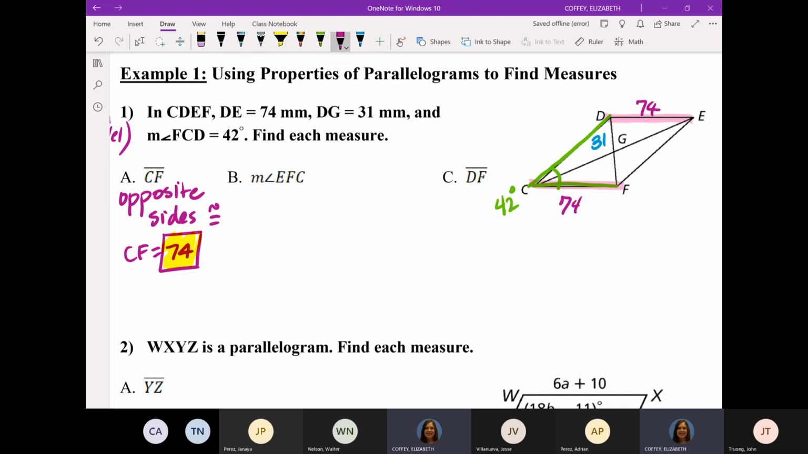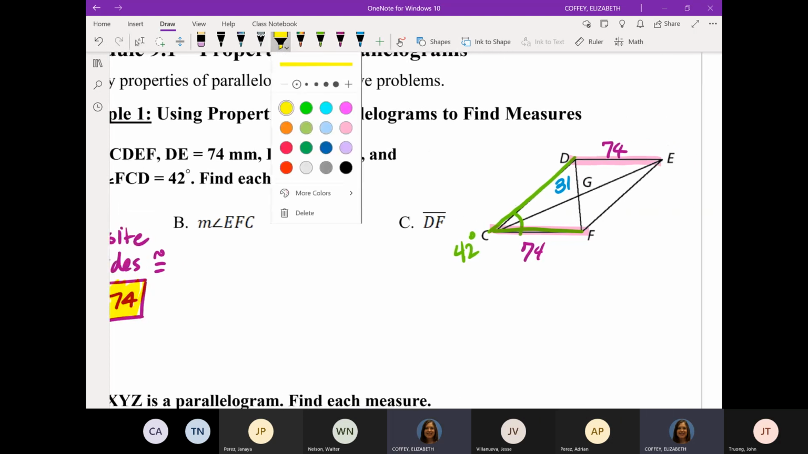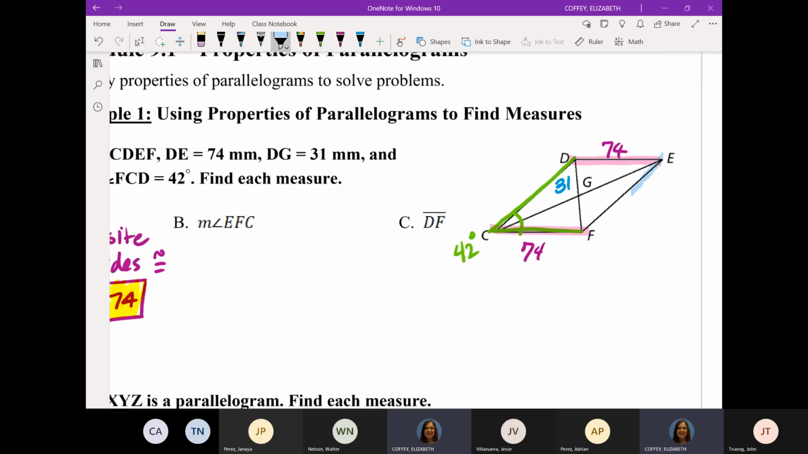74. Okay. Now let's talk about angles, okay? So now we're going to need to know that information when we're talking about 180 and everything. It's asking for the measure of angle EFC. So E to F to C, let me highlight that, is this entire angle F right there. We want to know what that whole angle is.